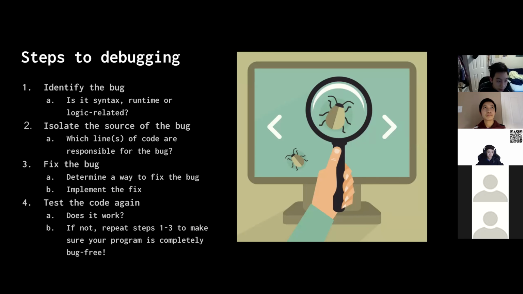So to go through the steps of debugging, step 1 is to identify the bug. Is it a syntax, runtime, or logic related? Isolate the source of the bug. Which line of code is responsible for the bug? It'll tell you, like line 3, you made a syntax error. And to fix the bug, you want to determine a way to fix the bug and implement the fix. Then you can test the code again to see if it works.